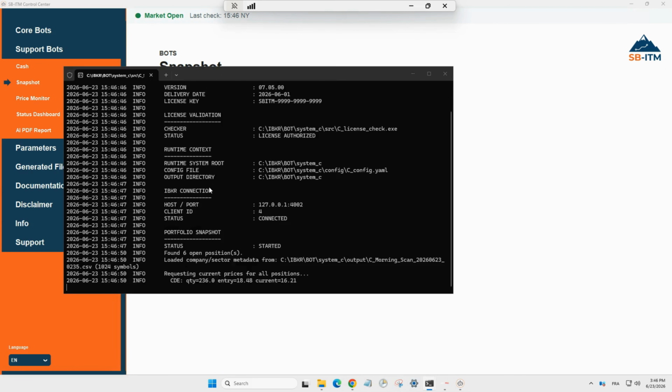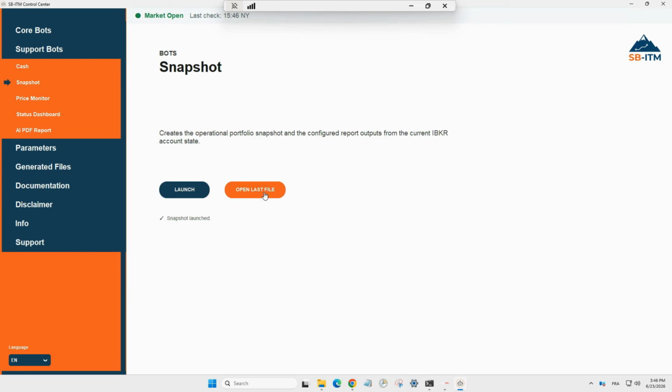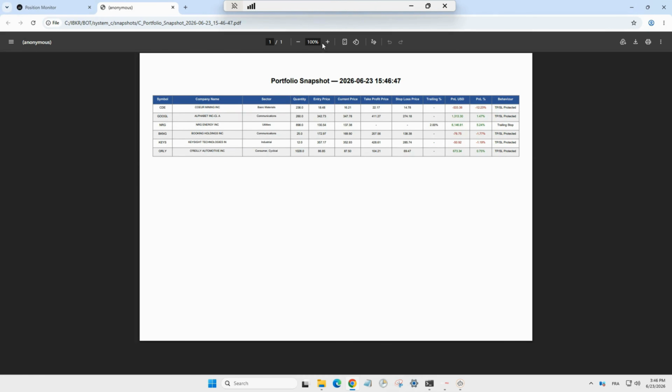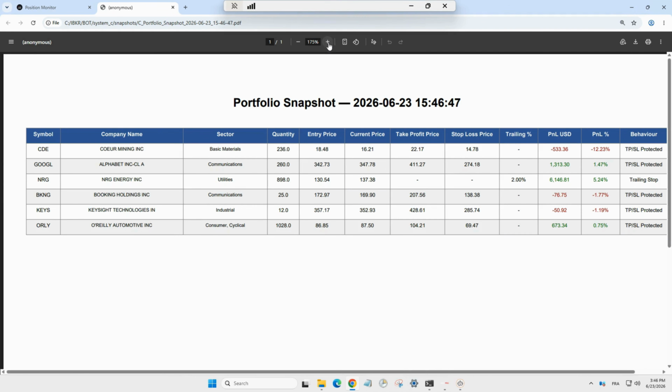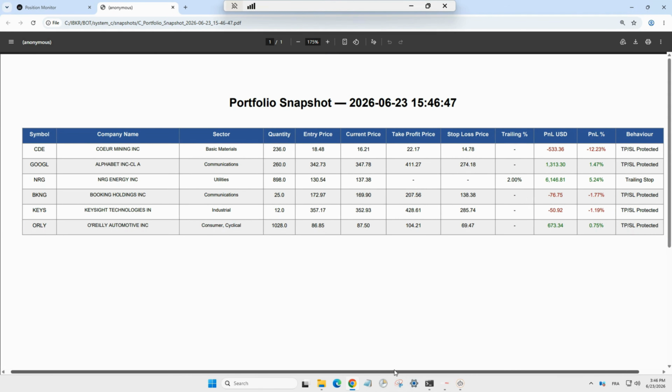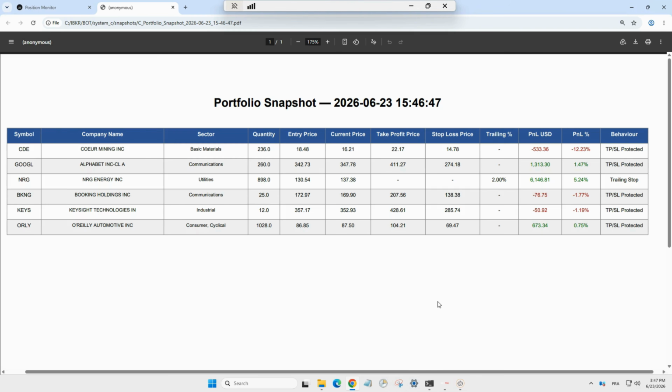Before ending the live demonstration, we generate a final portfolio snapshot. This gives a second point-in-time view of the portfolio after the market has moved and after the risk bot has continued monitoring the open positions. The report confirms the remaining positions, the current unrealized P&L, and the protection status before the session close.